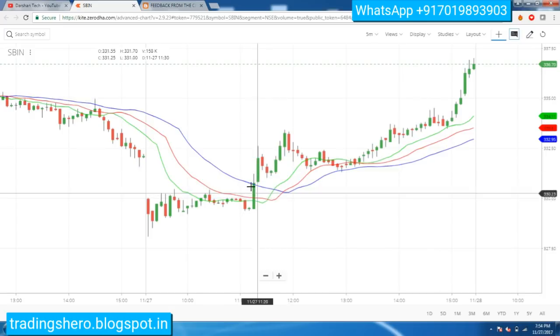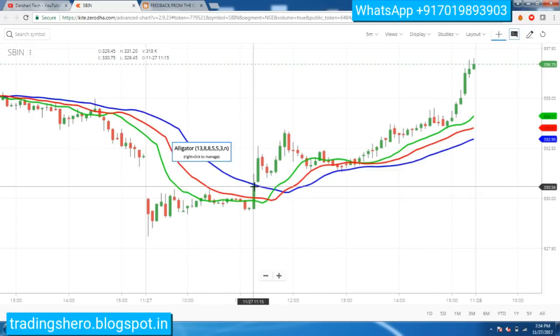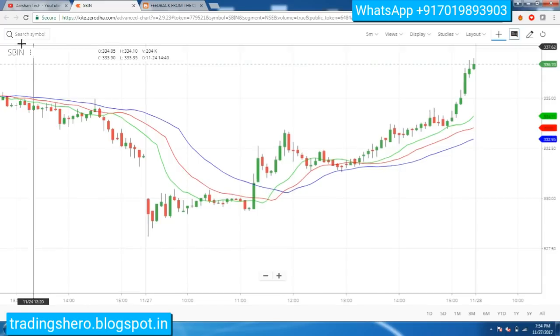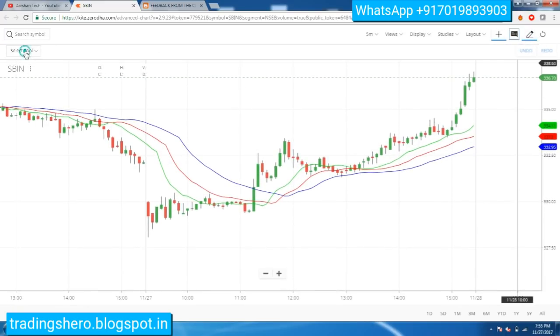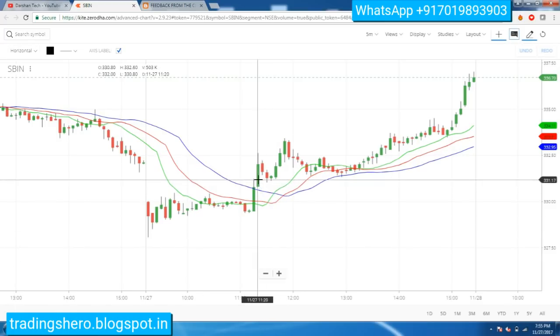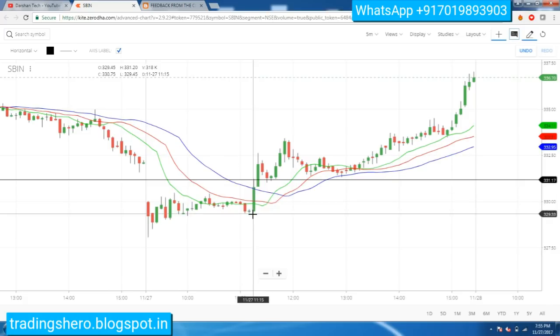So what you should do is buy above this candle high, that is, this candle high is 331.20, so you can buy at 331.30, okay? That is buying above this candle high. So let me mark it. Go to this tool, select tool, click on horizontal, and our buying will be above this candle high, okay?